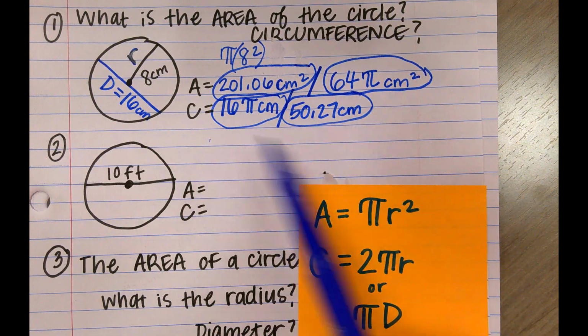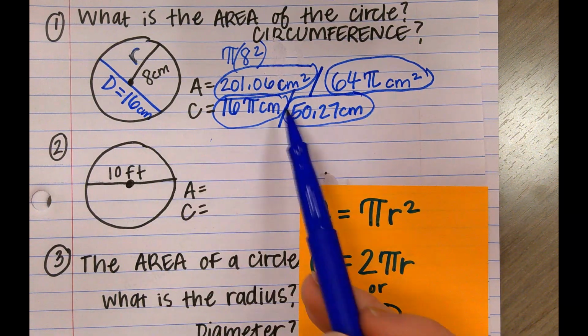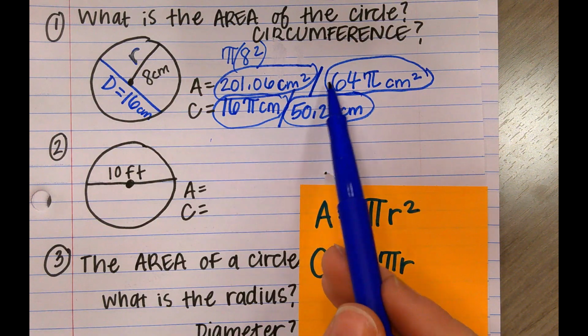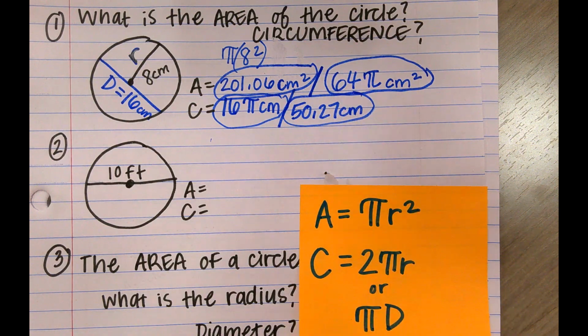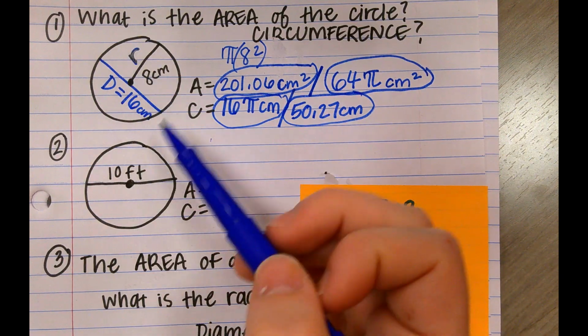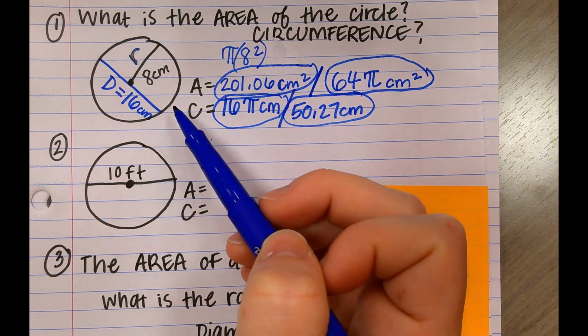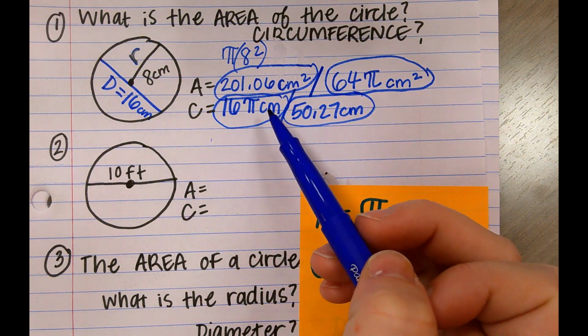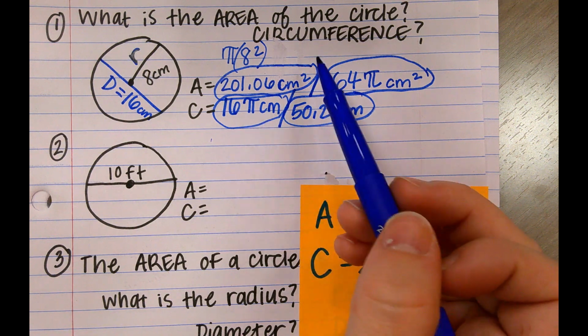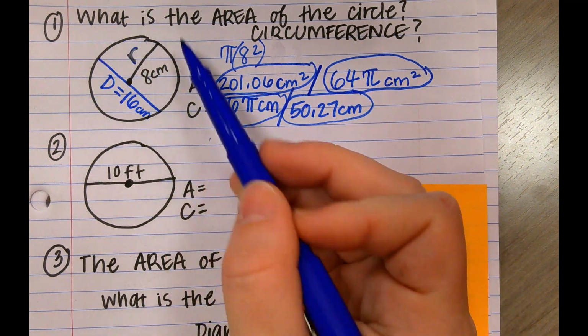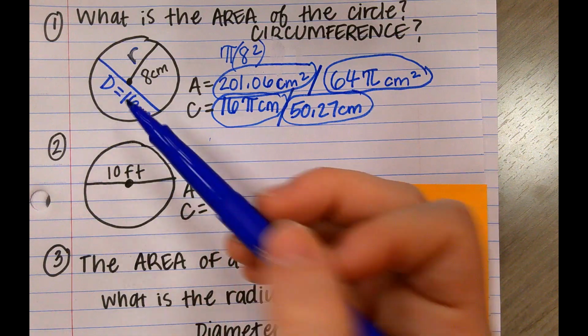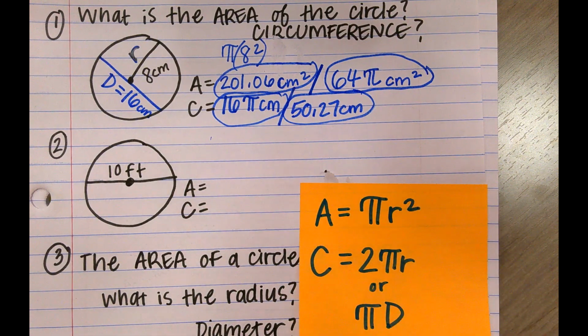So for these, remember the area is always going to be squared because it's not a length, it is a space. It's a space that is 2-dimensional. Circumference is whatever the units you started with, it stays that way. It won't be squared because we're just measuring a length around the circle. That's a one-dimensional measure.